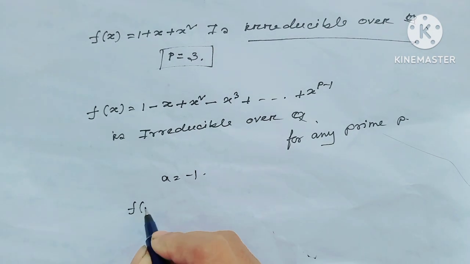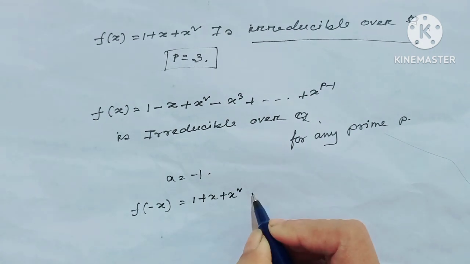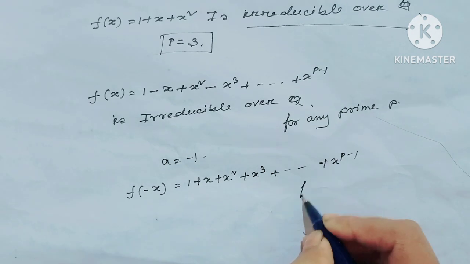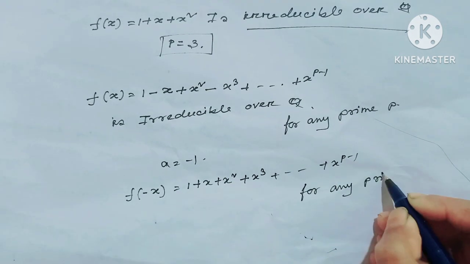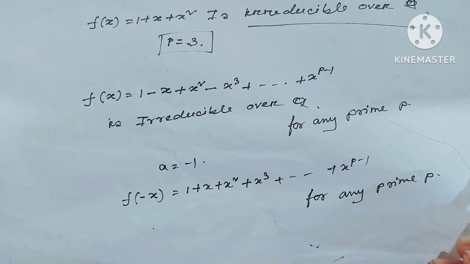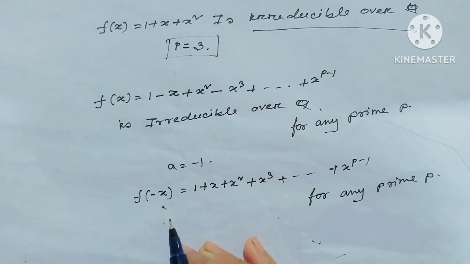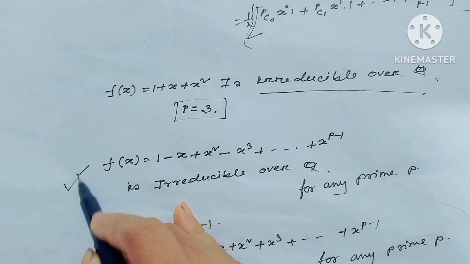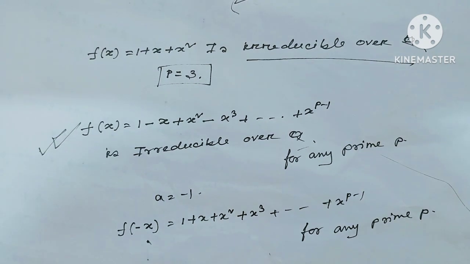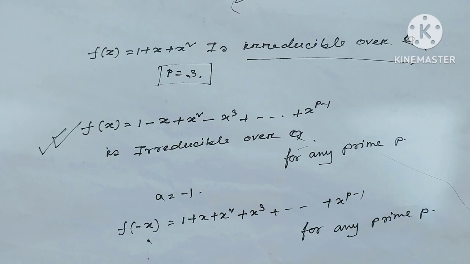Then f(minus x) equal to 1 plus x plus x squared plus x cubed up to x to the power p minus 1 for any prime p. And obviously this is the cyclotomic polynomial. We know the cyclotomic polynomial for any prime p is always irreducible. Since f(minus x) is irreducible, we can say f(x) is irreducible over Q. I hope all my viewers have understood why I told you the cyclotomic polynomial is very important for any irreducibility test. Okay? Well, I will stop here.